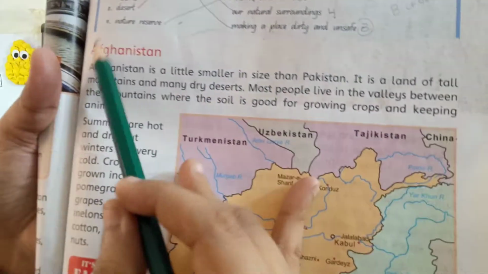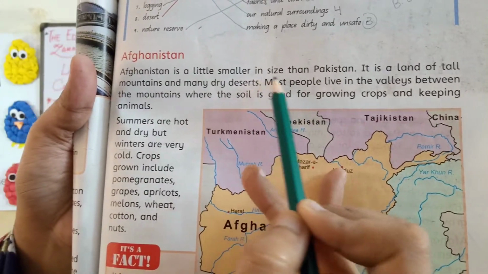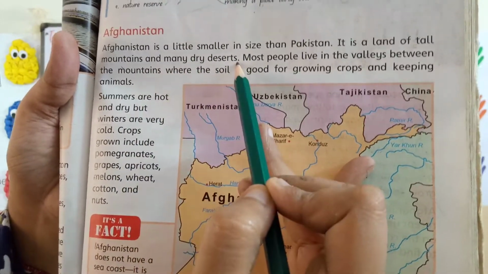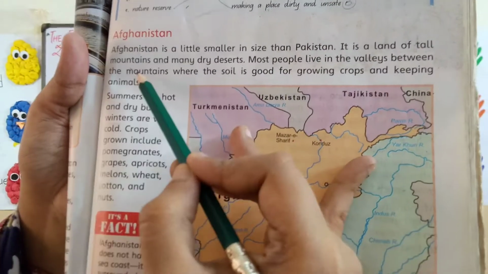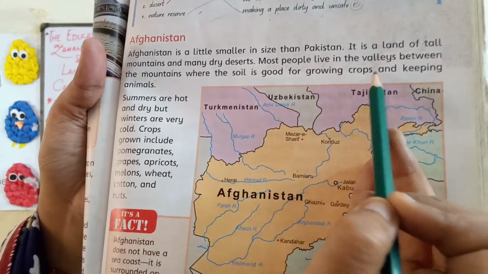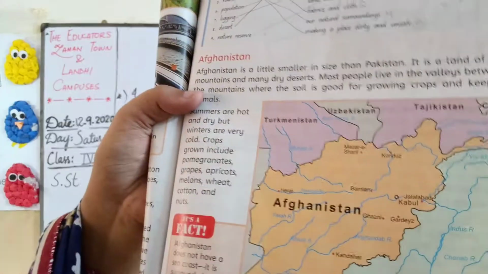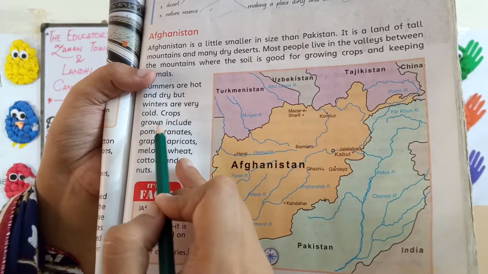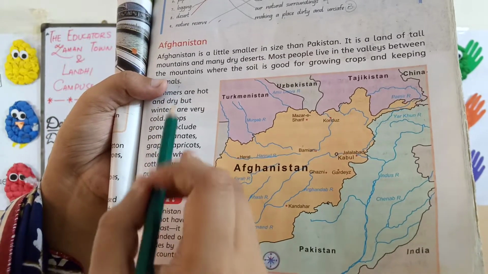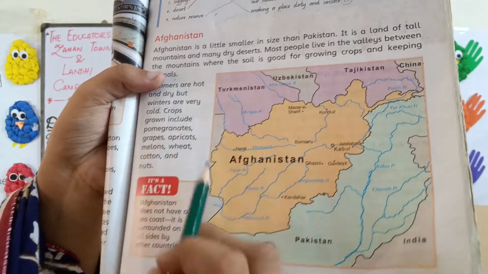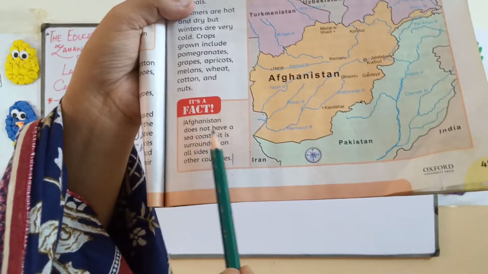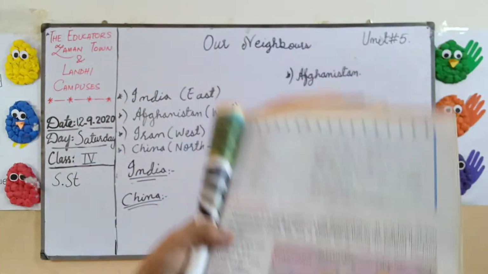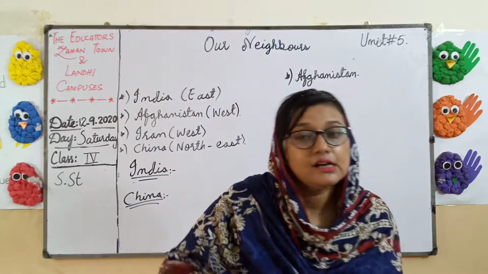Afghanistan is a little smaller in size than Pakistan. It is a land of tall mountains and many dry deserts. Most people live in the valleys between the mountains, where the soil is good for growing crops and keeping animals. Summers are hot and dry, but winters are very cold. Crops grown include grapes, cotton, nuts and others. It's a fact, Afghanistan does not have a sea coast. It is surrounded on all sides by other countries.